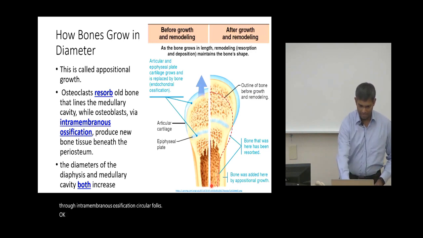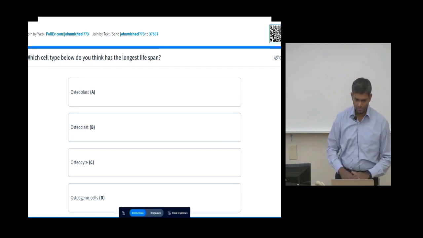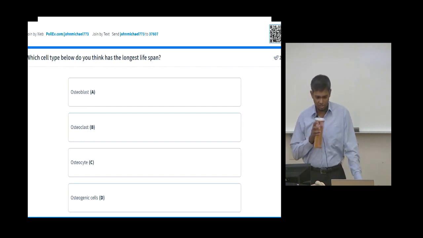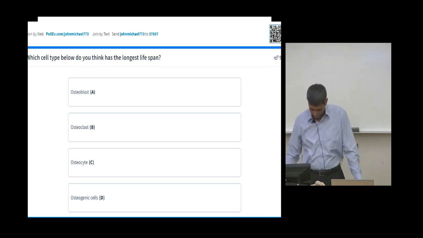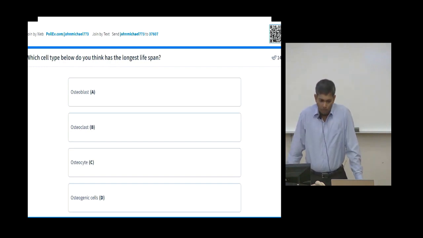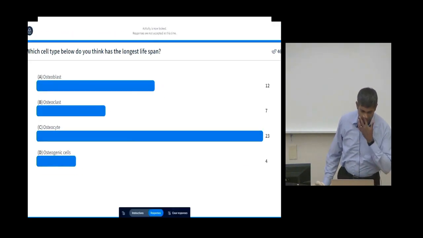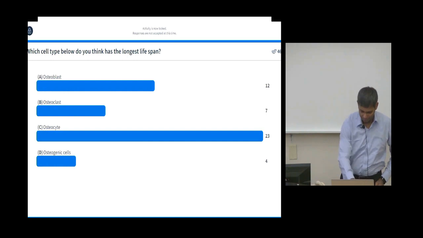Okay, in that case, let's look at this Poll Everywhere question. Which type of cell do you think has the longest cell lifespan among these cells? Osteoblast, osteoclast, osteocytes, or osteogenic cells? Okay, I've got your answers. Most of you said osteocytes, and that is correct, right?